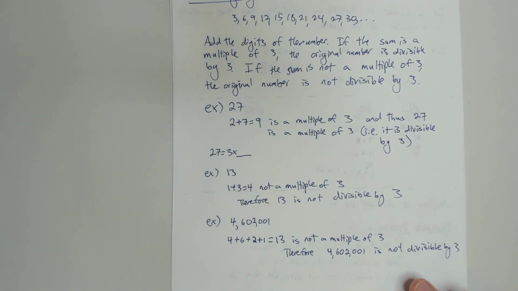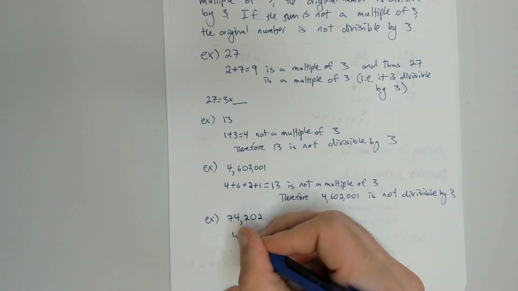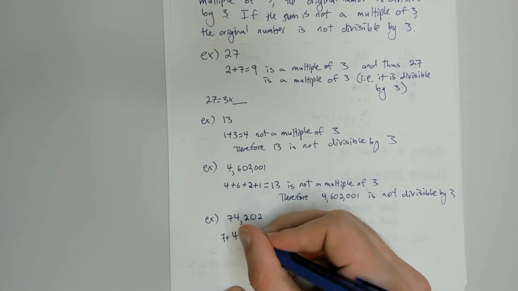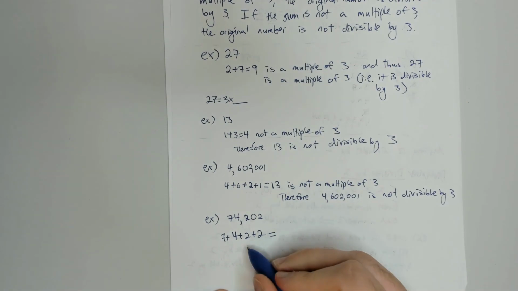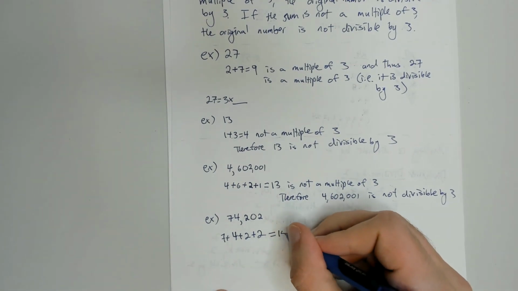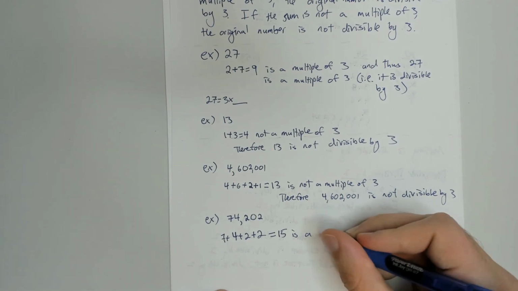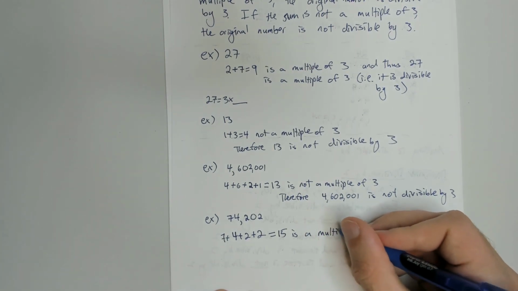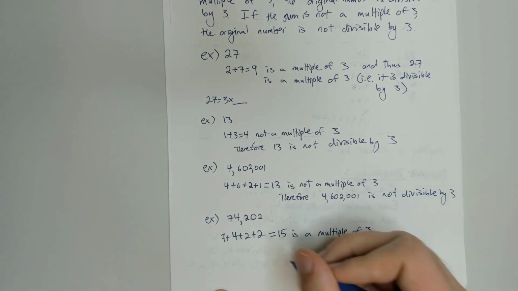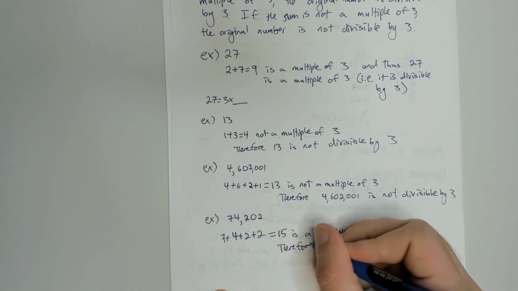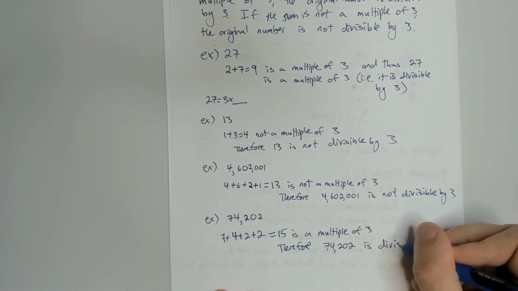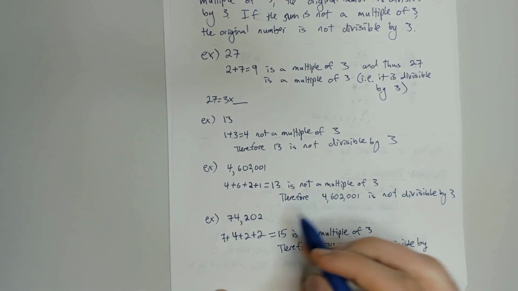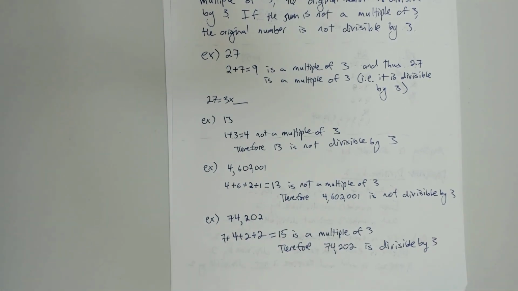Let's try another example. All right, so let's add up the digits and see if we get a number that is a multiple of 3 or not. So 7 plus 4, that's 11. Plus 2 is 13. Plus 2 is 15. Is 15 a multiple of 3? It sure is, right? 3 times 5 is 15. So 15 is a multiple of 3. So therefore, 74,202 is divisible by 3. Right? So again, we didn't even have to check if we divided this by 3, we got a decimal or not. We simply know from this rule that it's a multiple of 3.